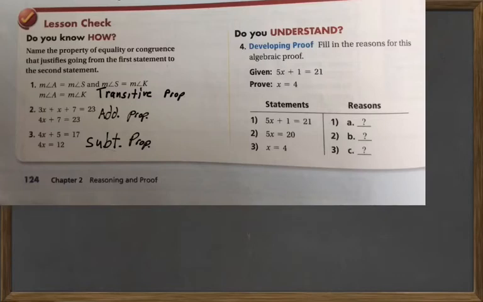Number 4, fill in the blank here. 5x plus 1 equals 21. We're proving that x equals 4. What's the first step to a 2-column proof? Minus 20 is not the first step to a 2-column proof. Oh, dude, given. Given. Thank you. That's what we do. And then we subtracted, not 20, but we subtracted 1.